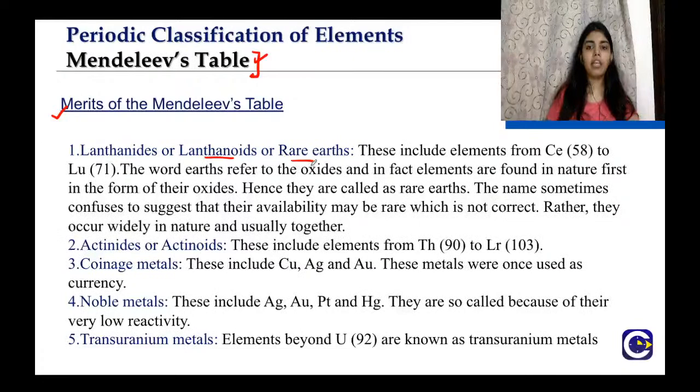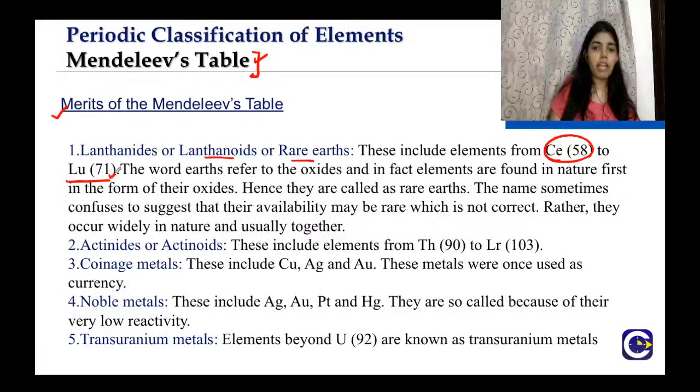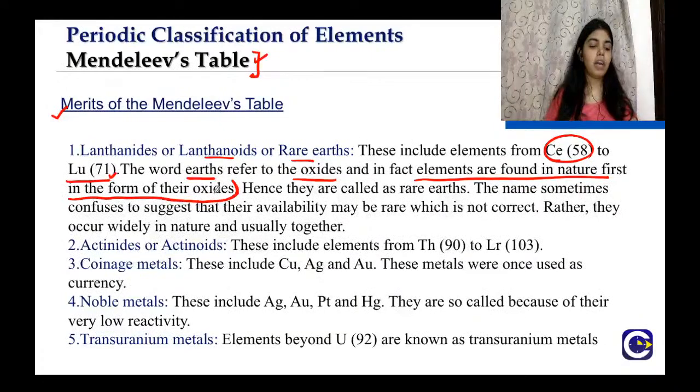Lanthanoids, or rare earths, right? So these include elements from cerium to lutetium, that is from atomic number 58 to atomic number 71, right? The word earths refers to the oxides, and in fact elements are found in nature first in the form of their oxides. So lanthanides are found in the earth's crust in the form of their oxides. That is why they are called rare earth metals, right? The name sometimes confuses one to suggest that their availability is rare, but that is not so, right?